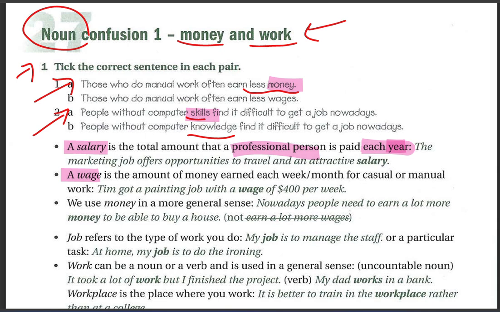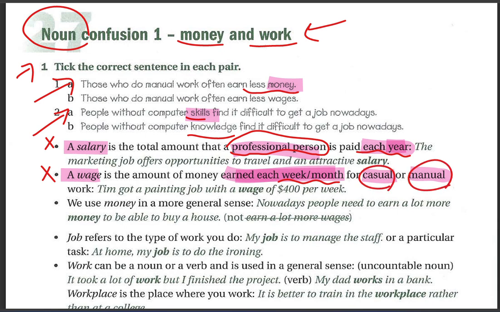So we use wage when you get money or earned each week or month, and it's not for professionals, for casual or manual work. Tim got a painting job with a wage of $400 per week. So the difference between salary and wage here is obvious. Salary is paid each year, but a wage paid weekly or monthly, and a salary is paid for a professional person, but a wage is casual or manual jobs.